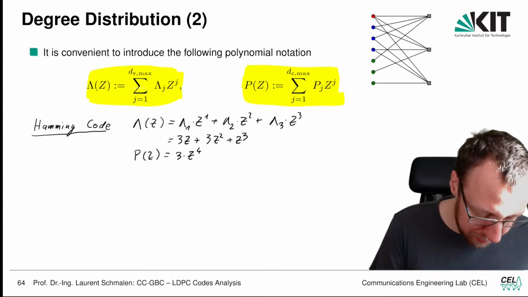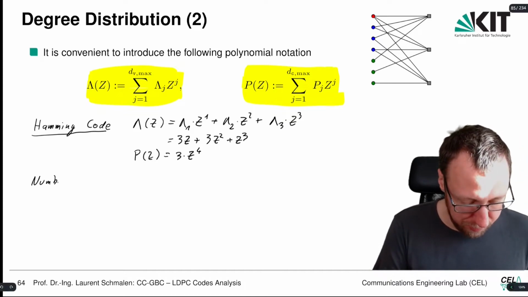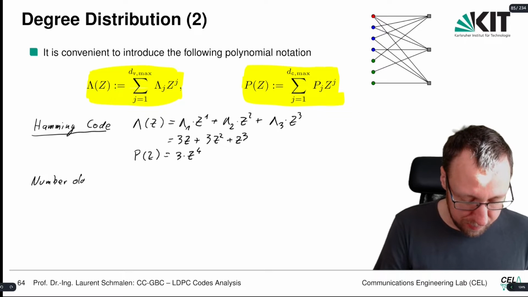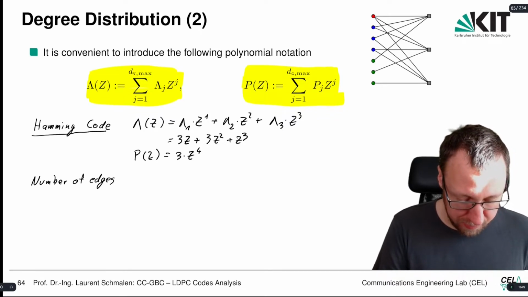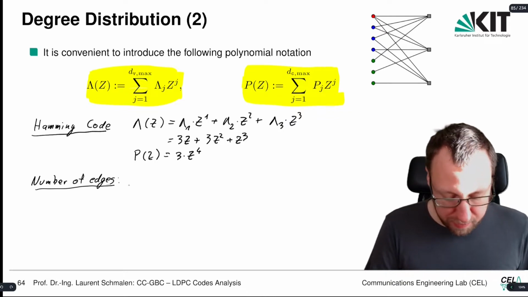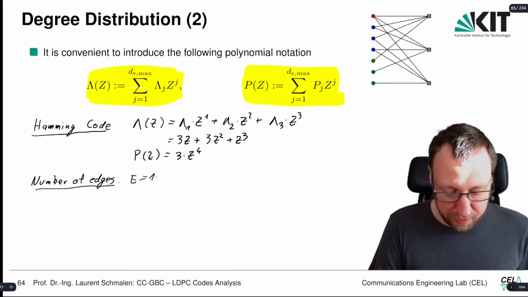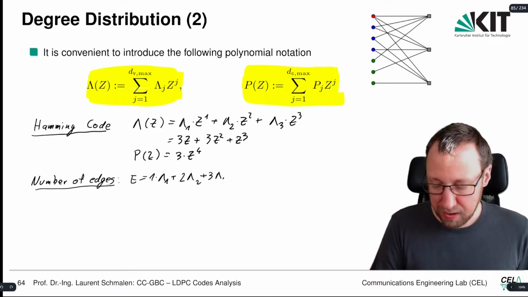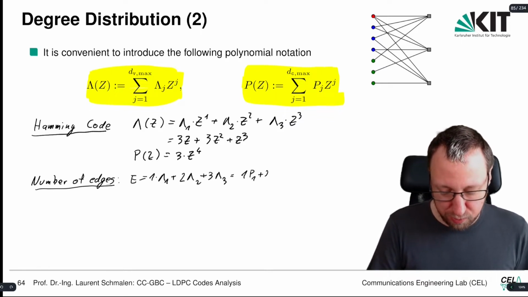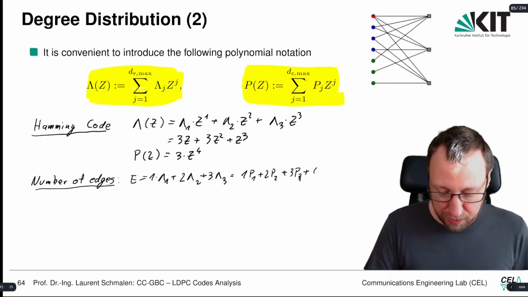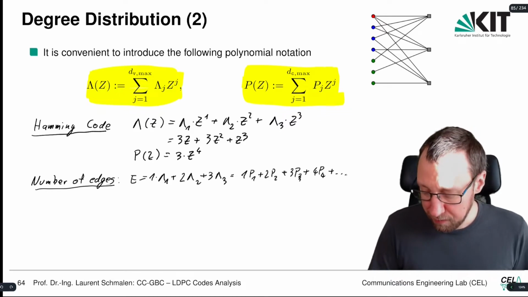So now we can count the number of edges. We did this already in the previous slide. We're just going to repeat it. We have the number of edges. So E is equal to 1 times lambda 1 plus 2 times lambda 2 plus 3 times capital lambda 3, which is equal to 1 times P1 plus 2 times P2 plus 3 times P3 plus 4 times P4, and so on.